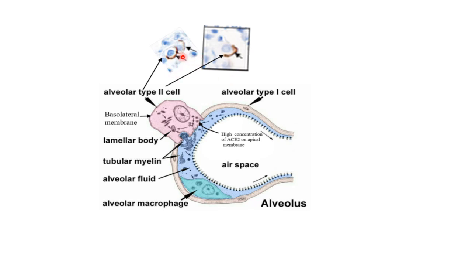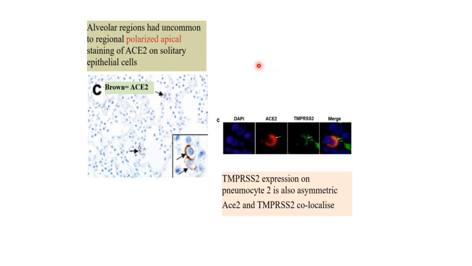So reminder that there is the staining of the class 2 pneumocytes protruding into the airspace, alveolar airspace, and here it is, the side that faces the airspace, and this is where you get the high concentration of ACE2 on the apical membrane. So alveolar regions had uncommon to regional polarized apical staining of ACE2 on solitary epithelial cells. So here we are.